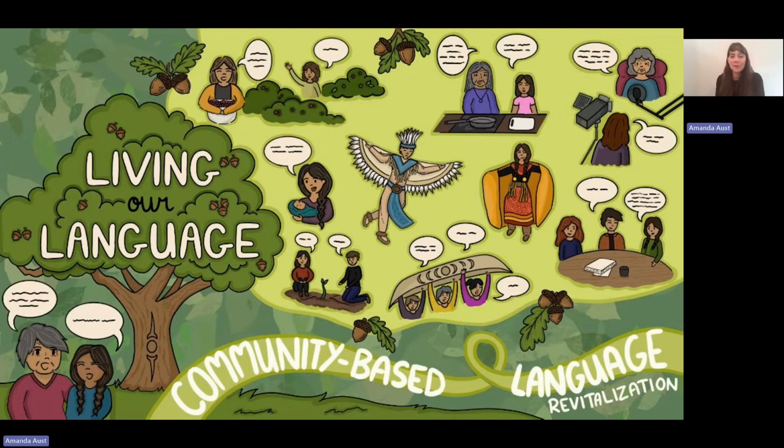So just one last reminder before we close the session. Developing a language plan will support you to access funding not only from FPCC, but also from other funders and supporters. And it goes beyond FPCC. A community-based language revitalization plan will help achieve your community's goals for the future of your language.